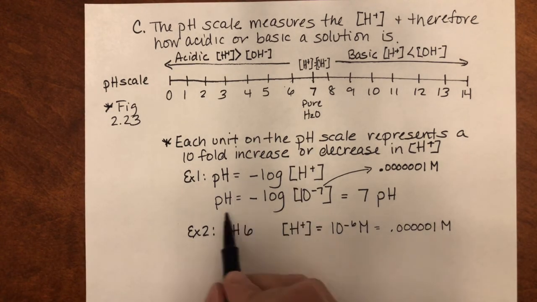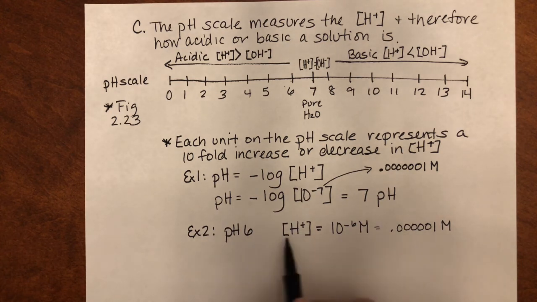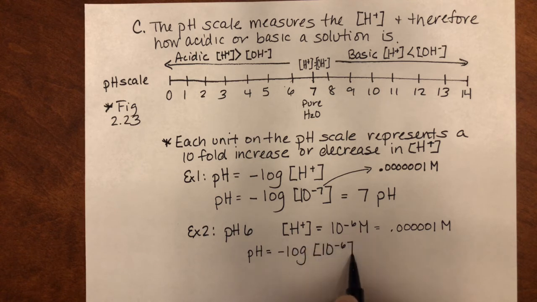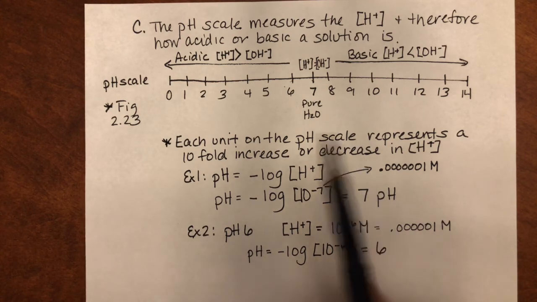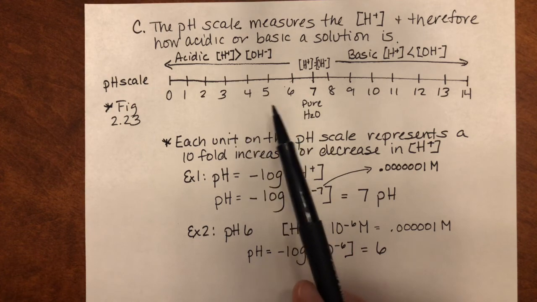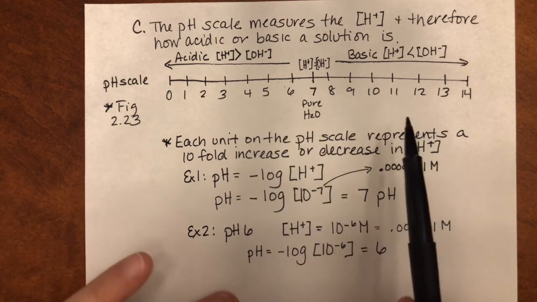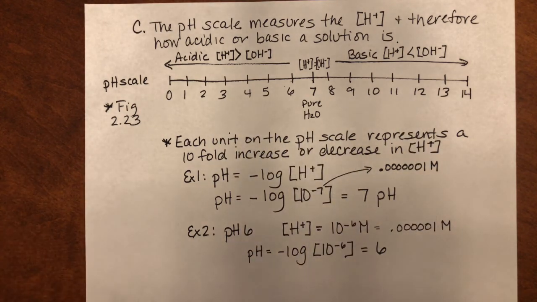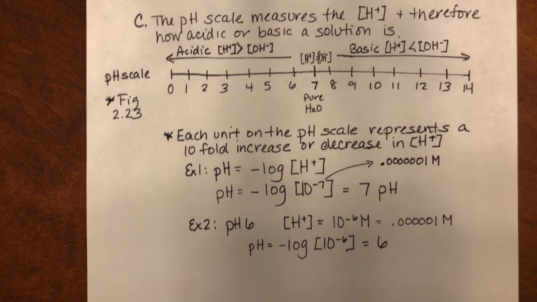So if I were to write it like this, the equation for a pH of 6, it would be negative log of 10 to the negative 6, and that would give me 6, and that's how I get that pH of 6. Alrighty, and so that is the pH scale, and our cells are really, really sensitive to changes in pH. And so if we move the pH too much to the left, acidic, or to the right, basic, it can really mess up the chemistry of the cell and really the life of the cell.